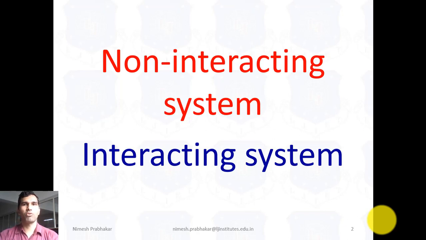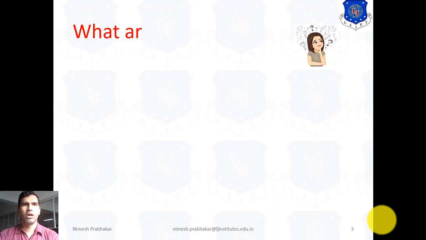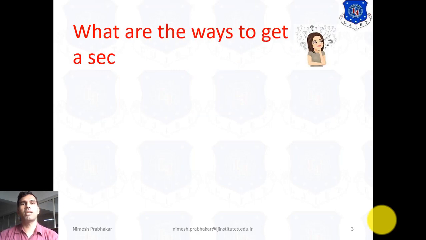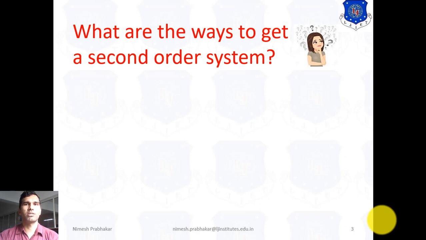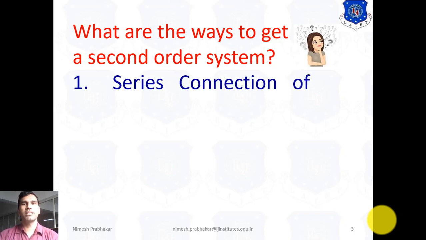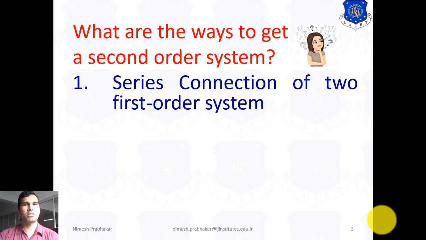Before starting, first of all, one question: what are the ways to get a second order system? How can we get a second order system? There are a number of ways. The first way is the series connection of two first order systems. That means by connecting two first order systems in series, we can get a second order system. This is the simplest method of getting a second order system.